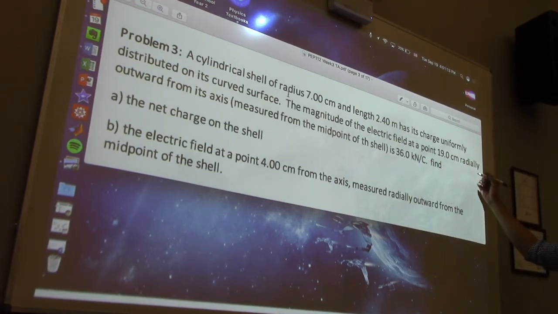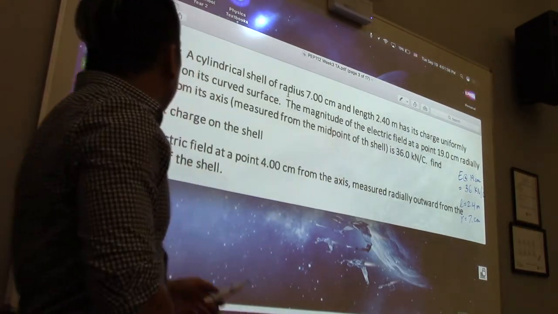Let me just write that down. The electric field at 19 centimeters equals 36 kilonewtons per coulomb. The length equals 2.4. The radius equals 7.